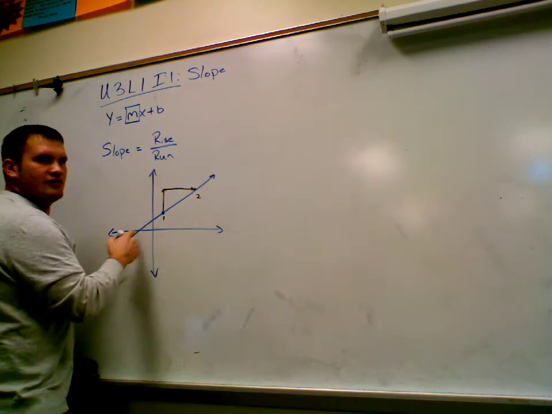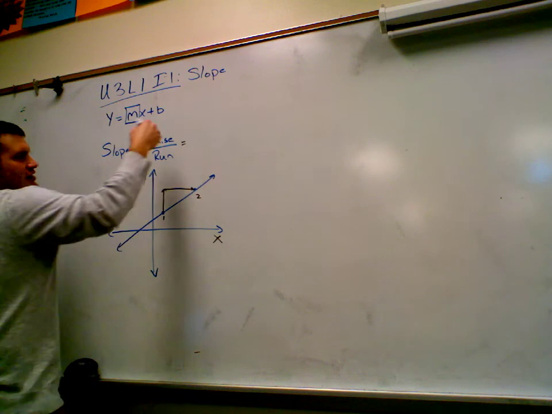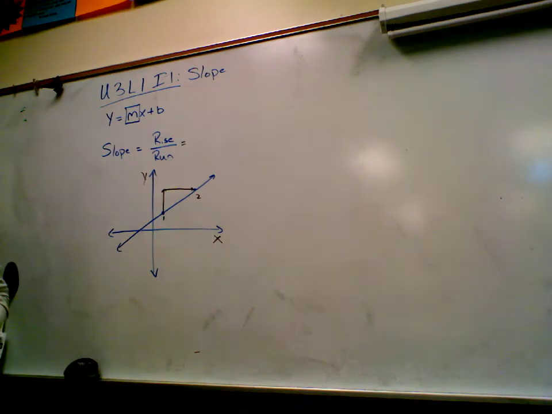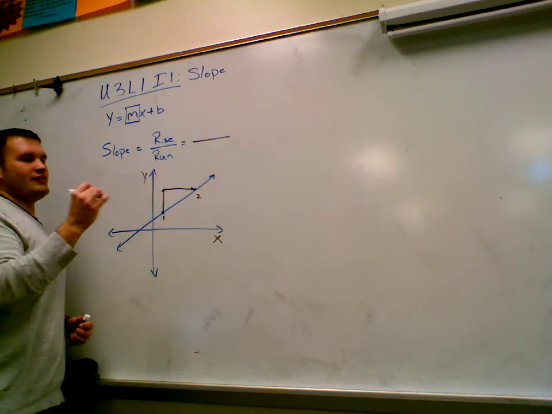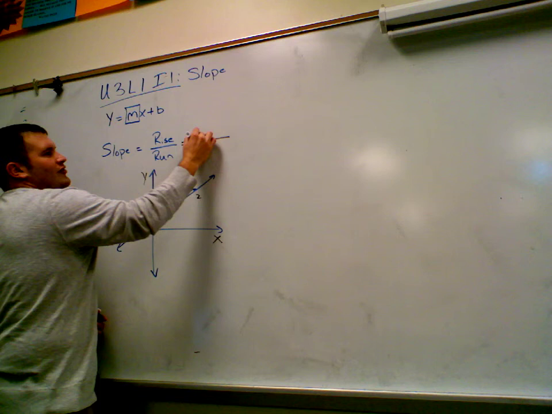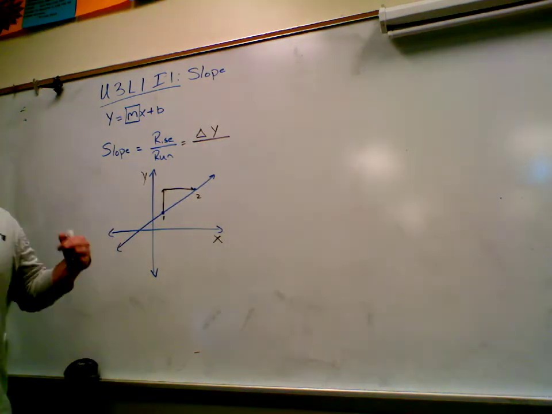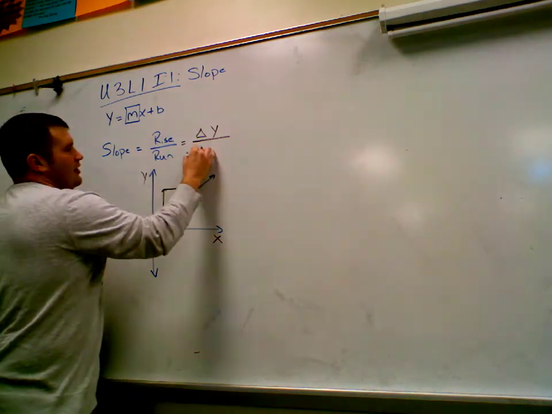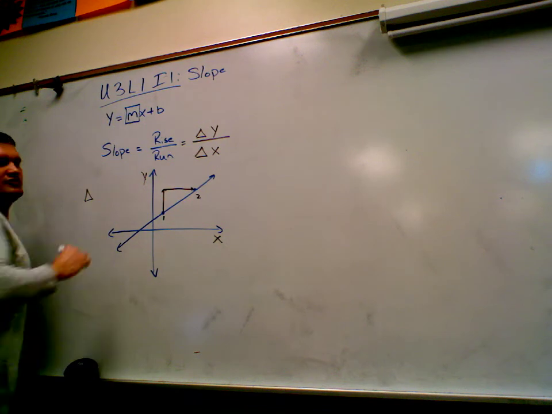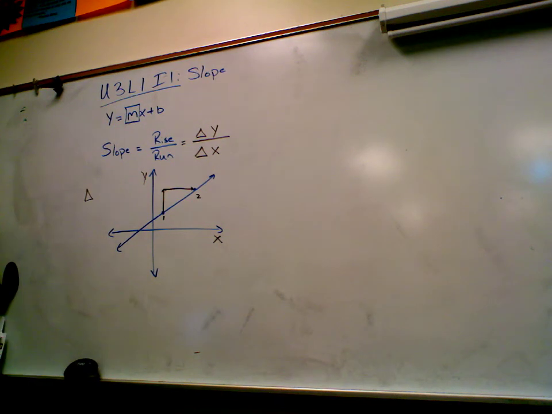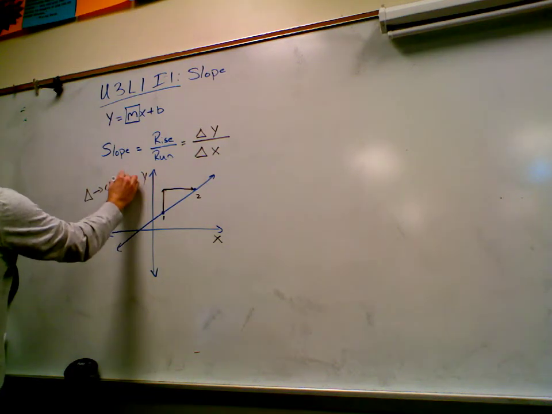Or you can think about it this way. What axis is this? X, and this is my Y. So instead of rise being vertical and run being horizontal, rise is my change in Y, and run is my change in X. Now you're saying, why are you drawing triangles there? Well, delta, the triangle, is a Greek letter that means change.